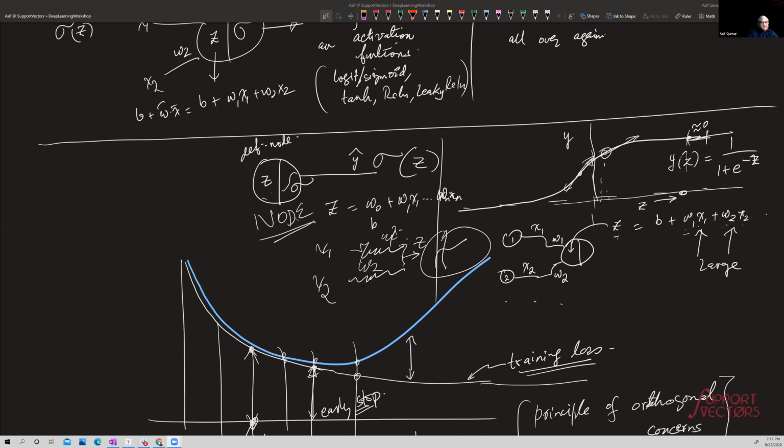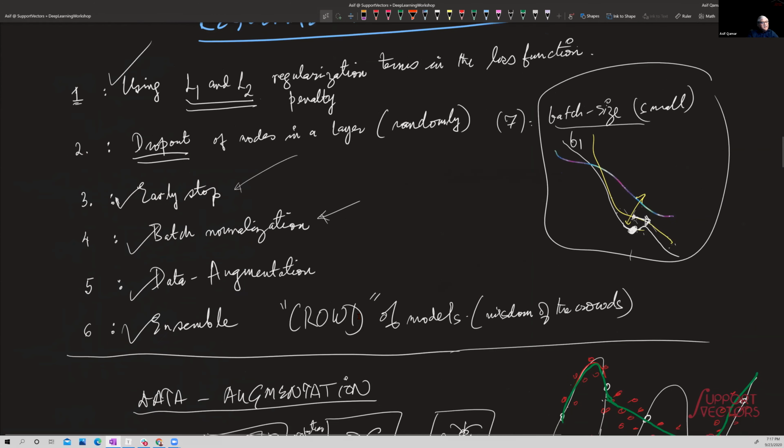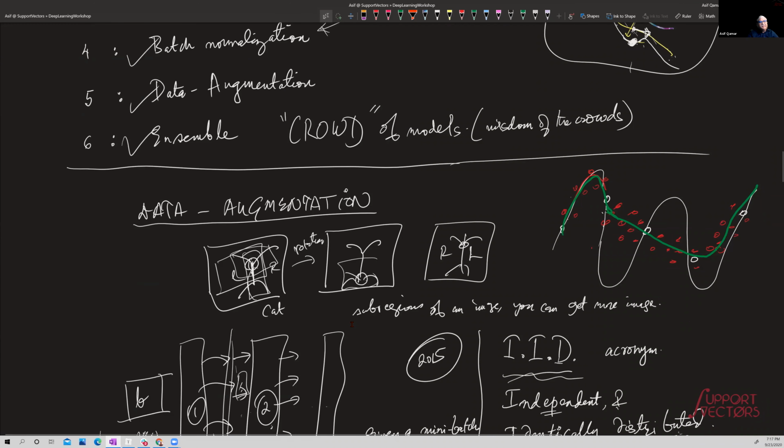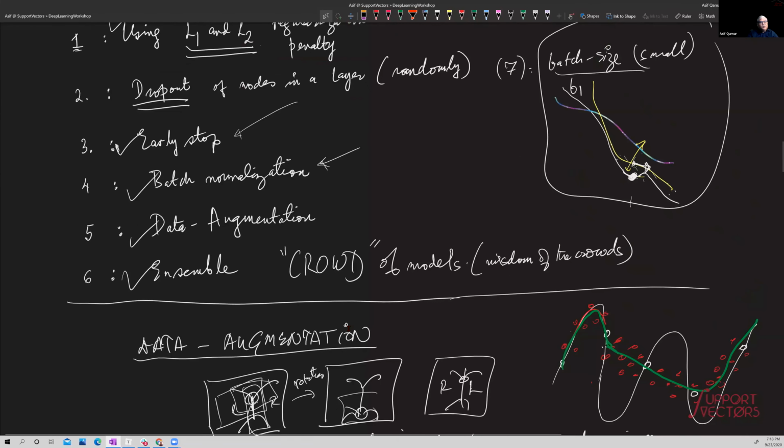One easy way that you can control all this is by batch normalization. It's a good thing to do, so do that. Then there's early stopping. In the beginning, the neural network will be fitting to the data. Then towards the end, it will start fitting to the noise. So you should know when to stop.